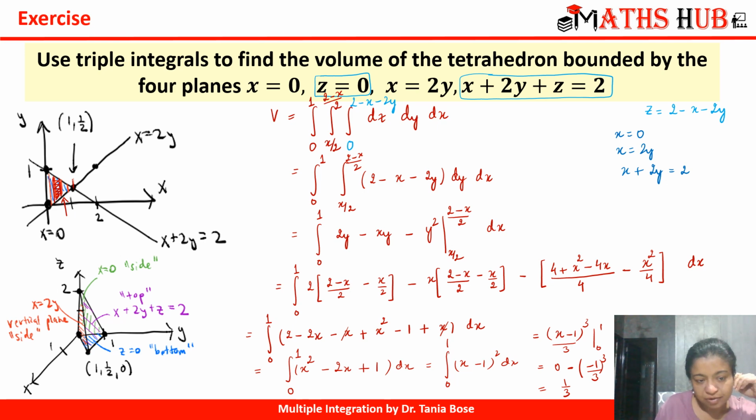And you can see that this point of intersection of the plane and this vertical plane x equal to 2y is 1 comma half comma 0, right? So this is what a tetrahedron looks like. You just need to visualize it. So it is better that you just plot one of the coordinates, especially z. Once you plot z, the other two variables are in 2D, so you can easily plot them and get the values of x and y, right? So I hope this question is clear to everyone. So let us move on to the next question.